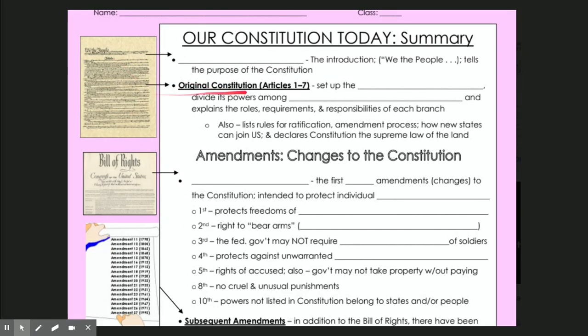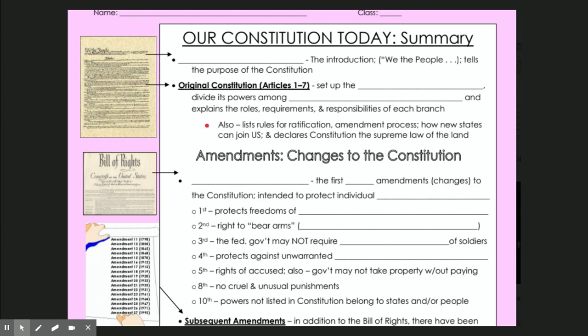That's this part of the document right here. It set up the federal government, or you could say the national government, either one. It divided its power among 3 branches, as you know, the 3 branches. And it explained the roles, the requirements, and the responsibilities of each of those branches. So that's what the original Constitution did.